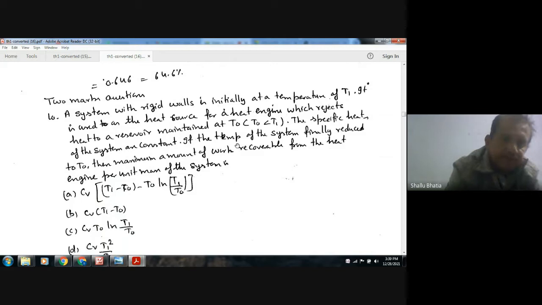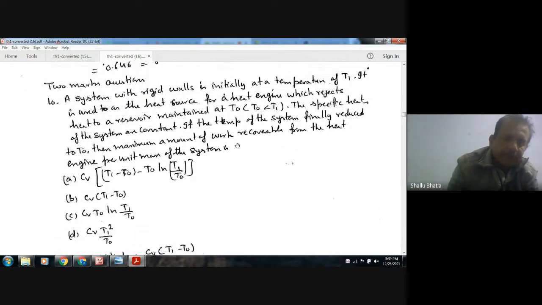Question number 10. A system with rigid walls is initially at a temperature of T1. It is used as a heat source for a heat engine, which rejects heat to a reservoir maintained at T0. T0 is less than T1. The specific heats of the system are constant. If the temperature of the system is finally reduced to T0, the maximum amount of work recoverable from the heat engine per unit mass of the system is?